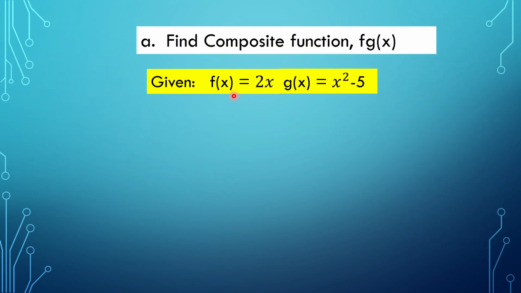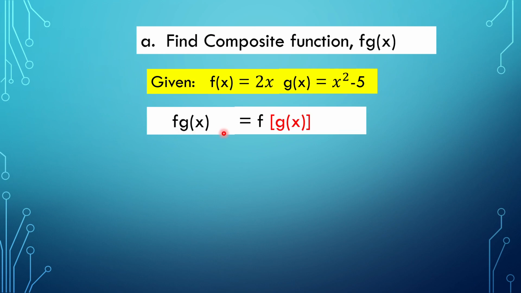Okay, let's try this question. Here you are given f(x) equals 2x and g(x) equals x squared minus 5. The question is find composite function f(g(x)). So to start with, you are asked to find f(g(x)). So identify the inner function. The inner function for f(g(x)) will be g(x), the one written in red. Replace the g(x) as the given function, that is x squared minus 5.